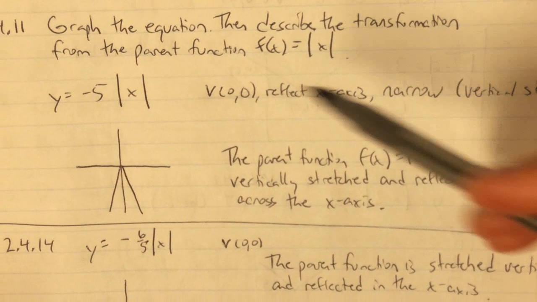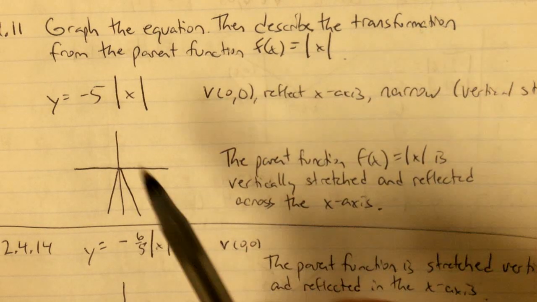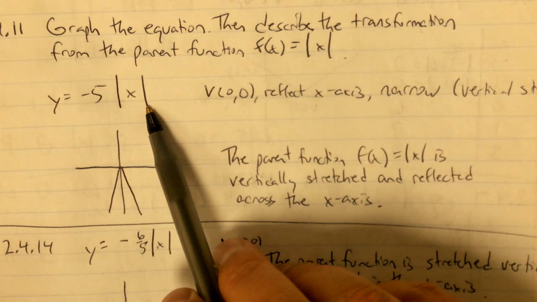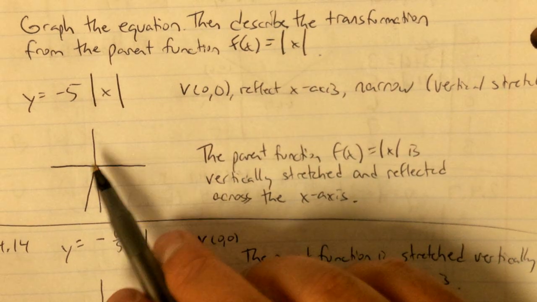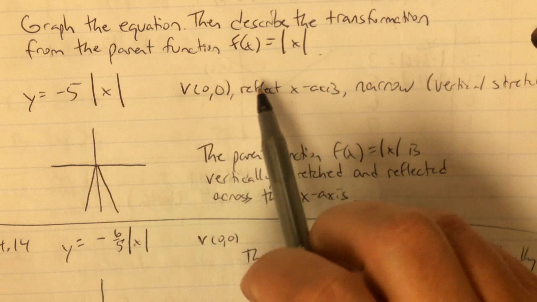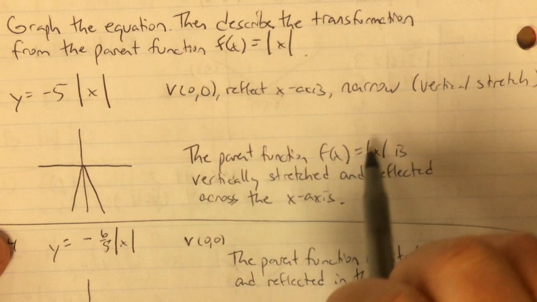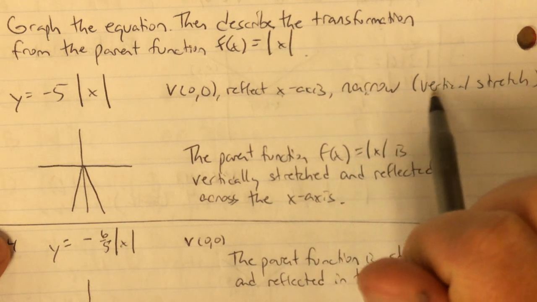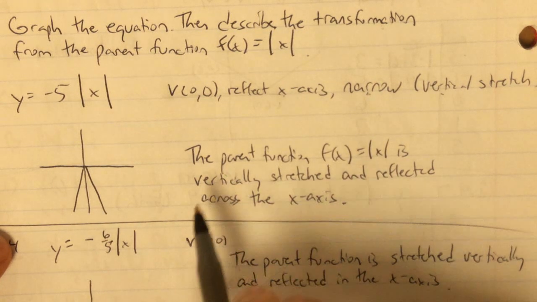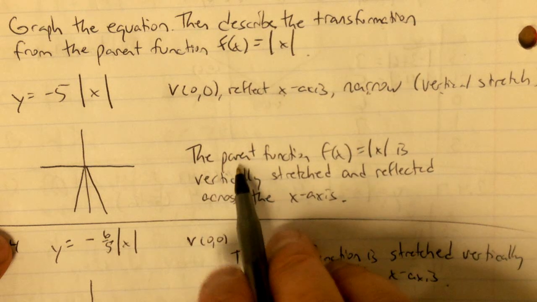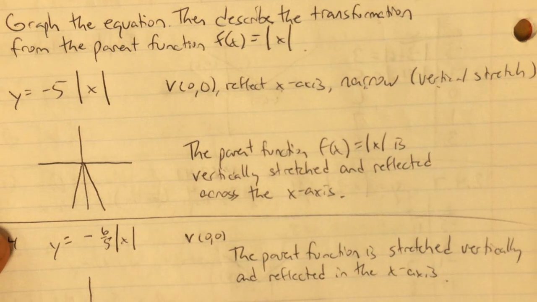Now there's some about graph the equation, then describe the transformation from the parent function, and you're given -5 absolute value of x. So just as notes to myself, it's like, okay, well my vertex is still 0, 0. This negative sign means reflect the x-axis, and that 5 in front is making it more narrow, which is a vertical stretch, because it's a vertical change if it's on the outside. So then in the Math Excel, you say the parent function is stretched vertically and reflected across the x-axis.